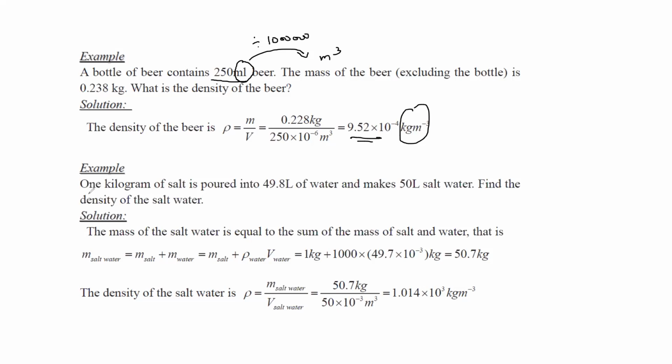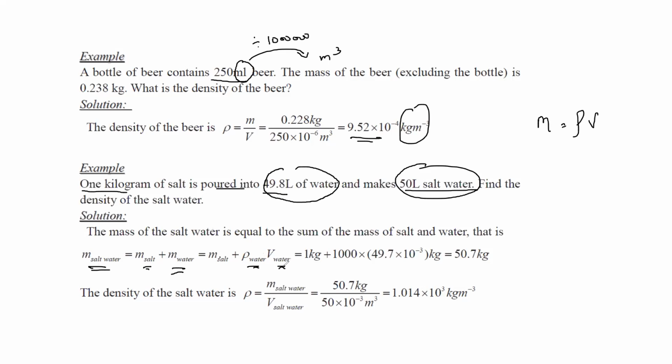Another example, 1 kilogram of salt is poured into 49.8 liter of water, which makes 50 liter of salt water. Find out the density of the salt water. So this is the salt water, and this is the volume of the salt water, and this is the volume of the water only. Because the mass of the salt water will be equal to the mass of the salt plus the mass of the water, and because mass is equal to density times volume, the mass of the water will be equal to the density of water times the volume of water.